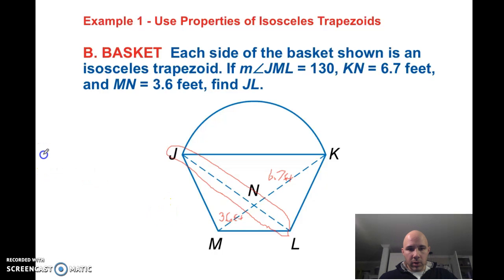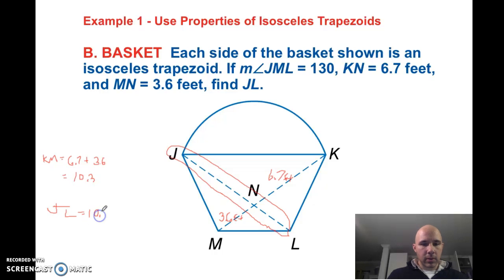I know, based off the properties of an isosceles trapezoid, that the diagonals have to be the same. For the diagonal K to M, we're just going to add this up: 6.7 plus 3.6, and KM is going to equal 10.3. If KM is 10.3, then we know that J to L has to be the same distance. If you have any questions, please let me know.